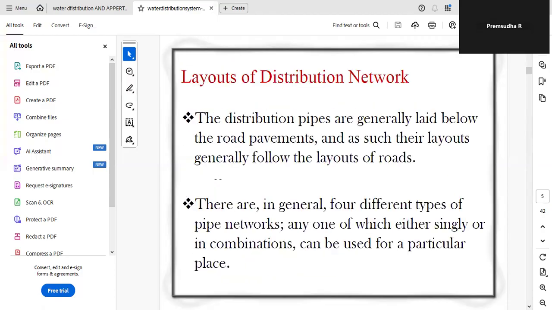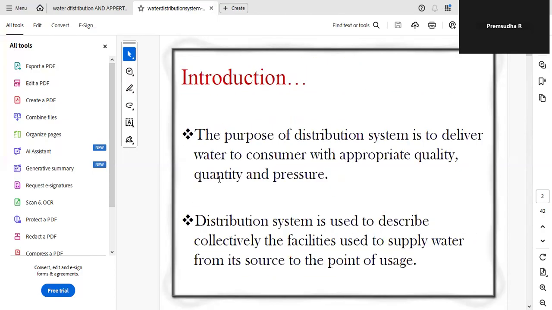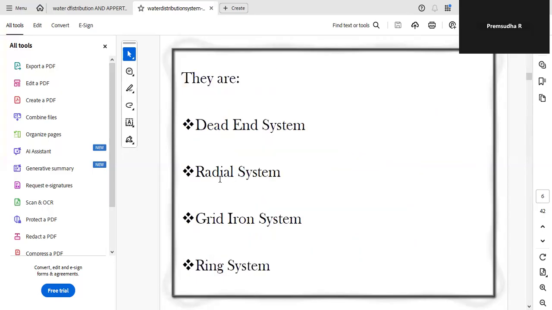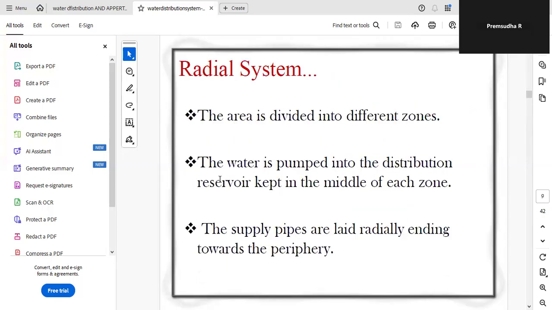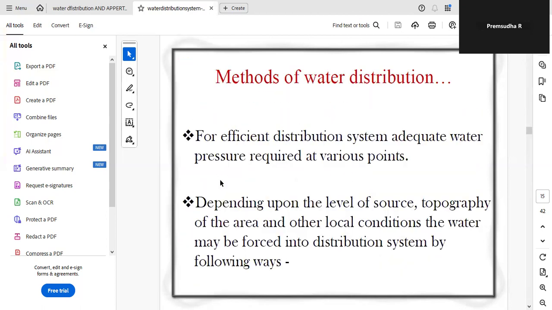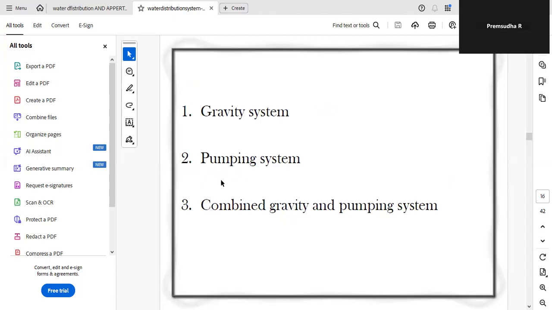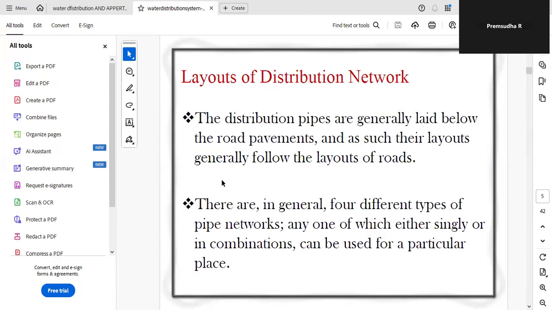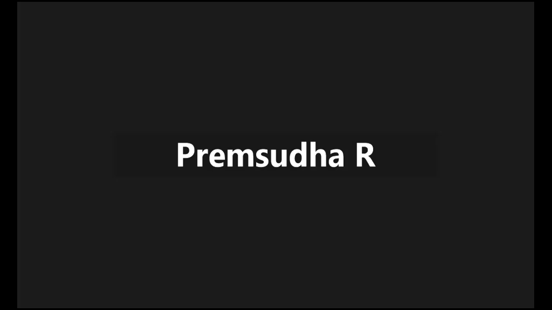So today we have seen what a distribution system is, what the requirements are for a good distribution system, the supply of water, continuous and intermittent supply, and the methods of water distribution: gravity system, pumping system, combined gravity and pumping system. And the last topic we discussed is the layout of distribution network. Hope you all understand this. Next class we'll see the reservoir. What are reservoirs?